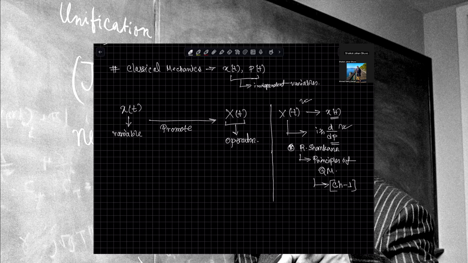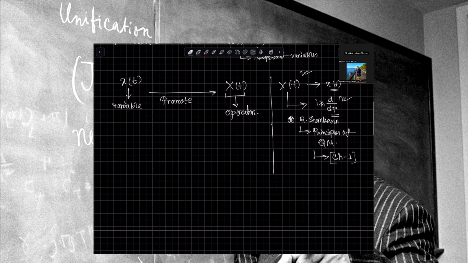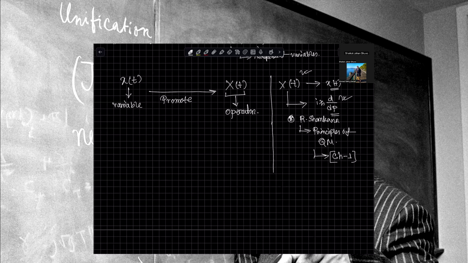So this is our first postulate. That means the dynamical variables will now be treated as operators. And when we do that, we also get some subtleties. For example, if you now take the momentum as you took the position, x, again, this is the variable, a number type of thing. Now let's say you are promoting this to an operator, capital P.